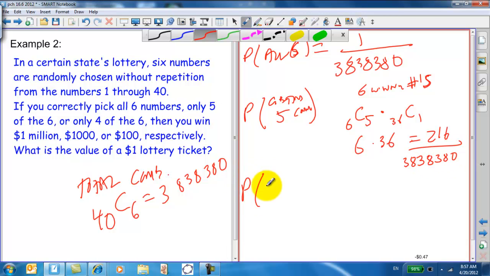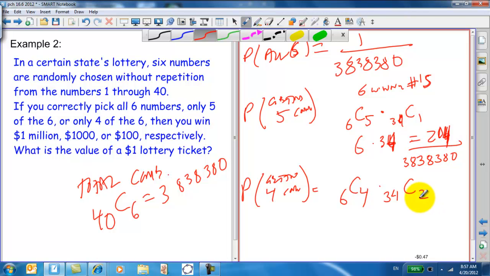3,838,380. Now the probability of getting 4 correct. Now we've chosen 4 of the correct numbers, and then from the losing numbers, I'm sorry, this should be 34. Right, there's 34 losing numbers. 34 times 6, 204. Okay.